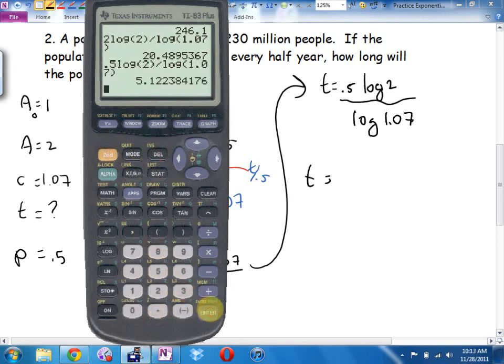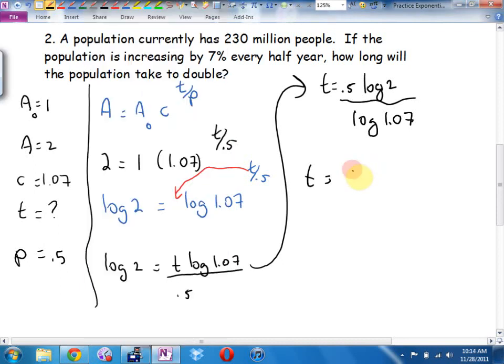5.12 years. Big difference. 20 and a half years in the other question, just over 5 years in this question. Kind of a counterintuitive answer. That's why I said a lot of politicians, a lot of city planners, they don't understand exponential growth and how just changing a tiny thing makes a huge difference in your answer.